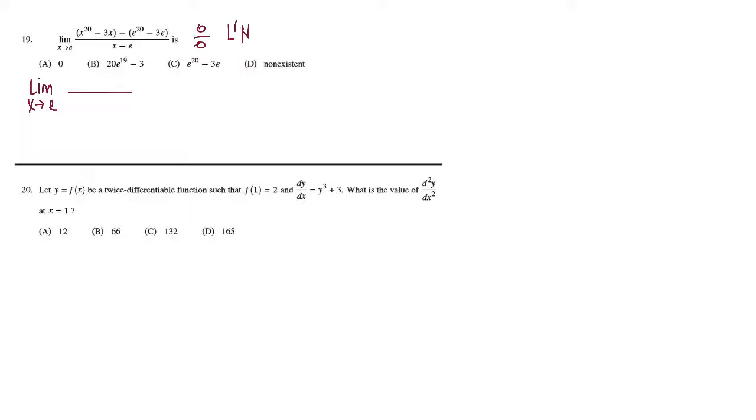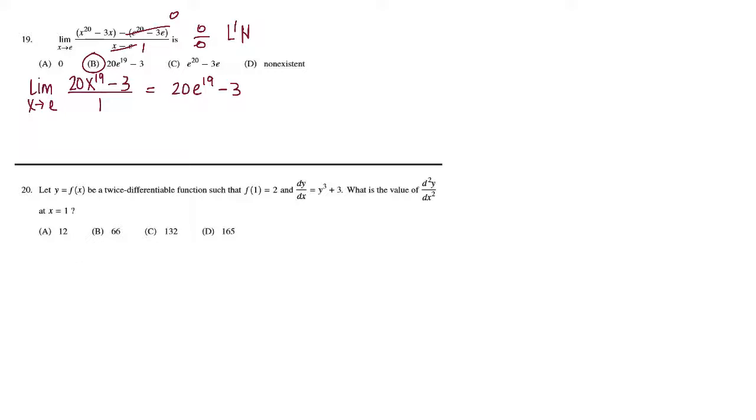So x to the 20th is going to be 20x to the 19th minus 3. Everything over here goes to 0 because they're all constant values, and the denominator goes to 1. If we evaluate our limit now, which makes that a whole lot easier, that's going to be 20e to the 19 minus 3, which is answer choice B.